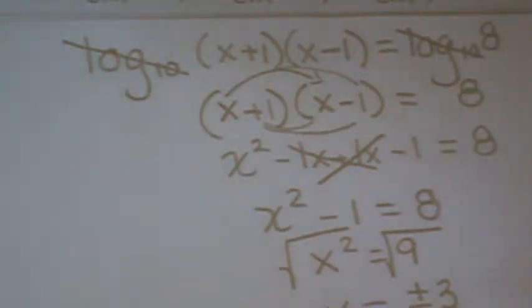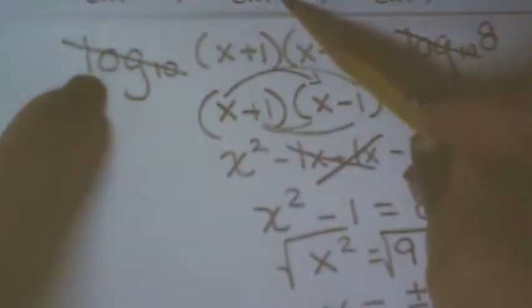But one of them is extraneous. The minus 3 one is extraneous. Why? Because if I replace negative 3 here, what is negative 3 plus 1? It's negative 2. Here it's negative 4. Negative 3 minus 1 is negative 4. Regardless of where you plug it in, you're going to generate a negative number here, and you can't take the log of a negative number.